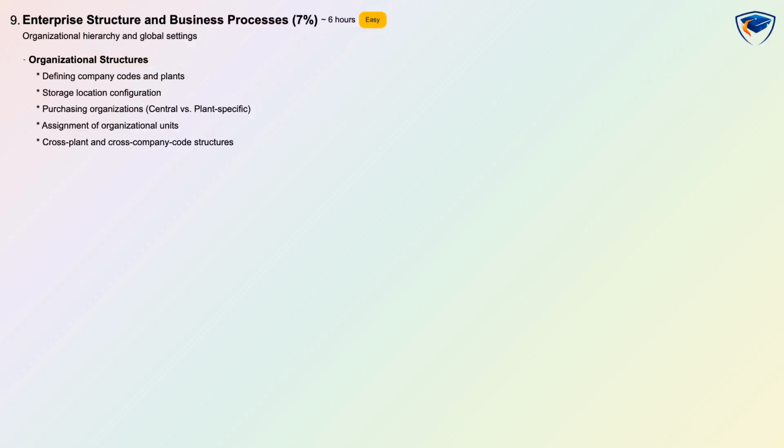You will define company codes and plants, configure storage locations, and understand purchasing organizations whether central or plant-specific. The domain also covers assignment of organizational units and cross-plant and cross-company code structures that affect procurement flows.